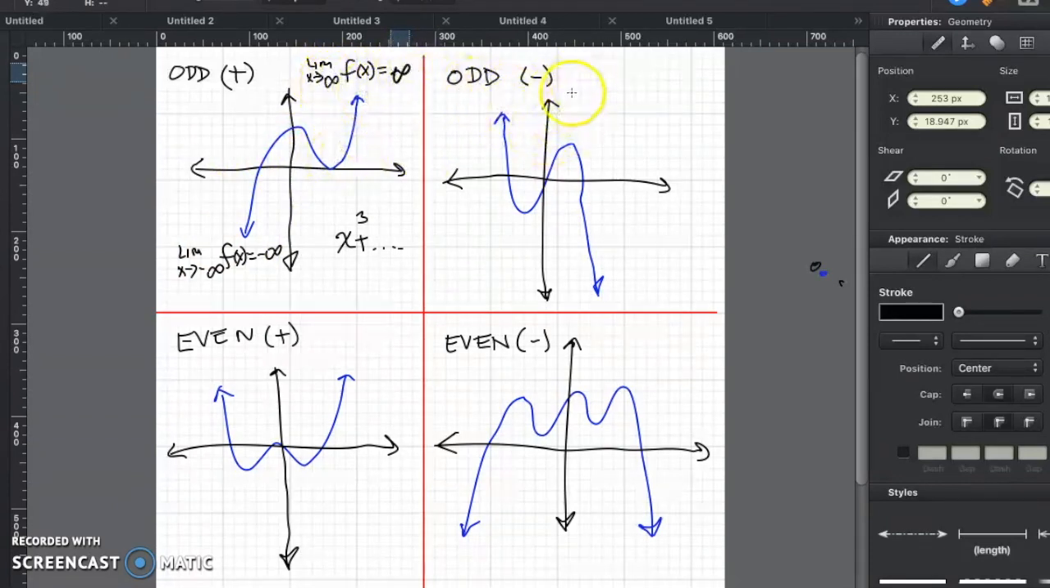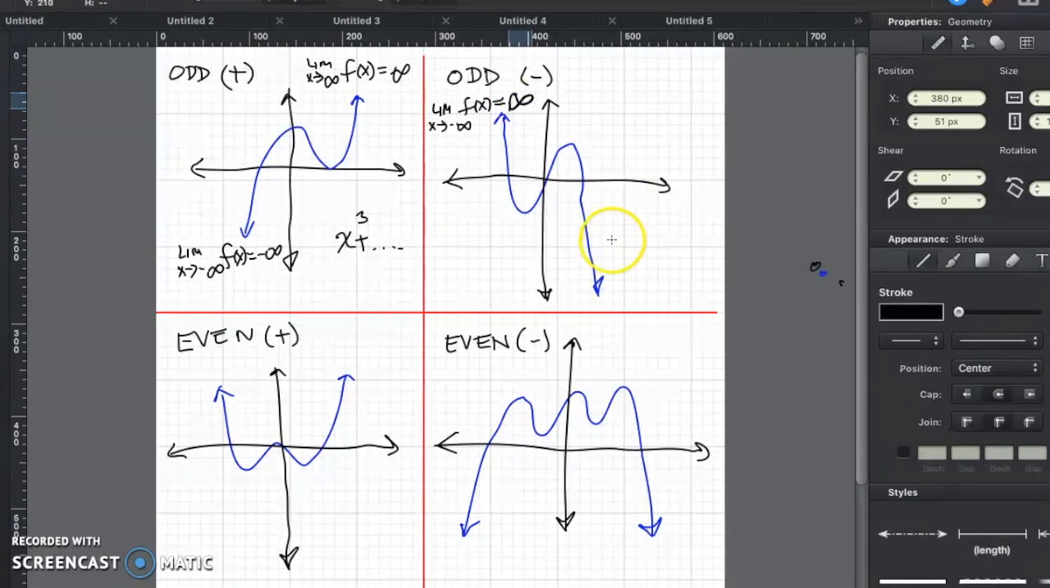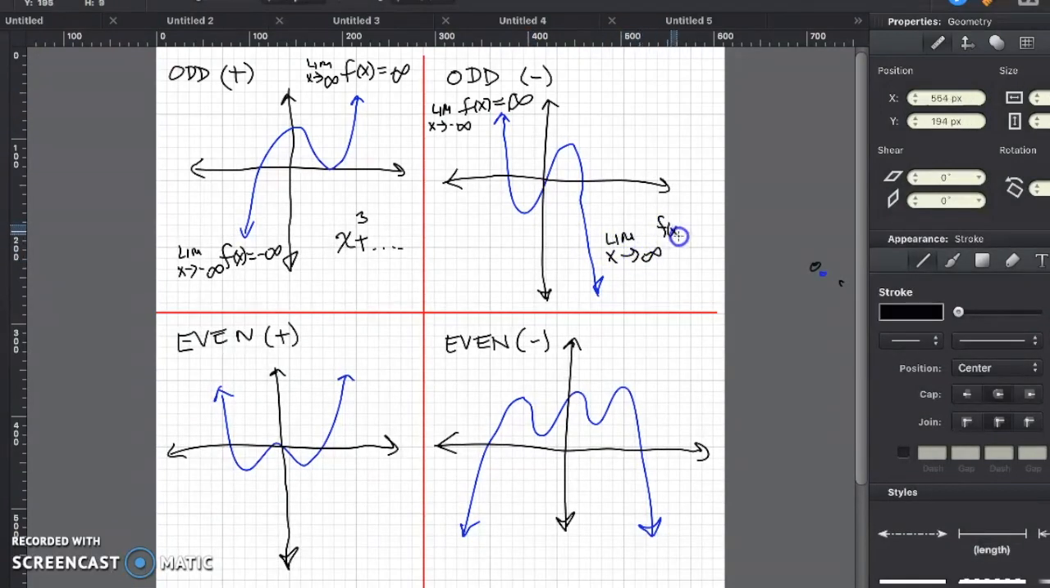Okay, so let's look at the rest of these. This one is as the limit approaches negative infinity this time, f of x goes to positive infinity. And the opposite is true on this side. Oops, that's a negative infinity.